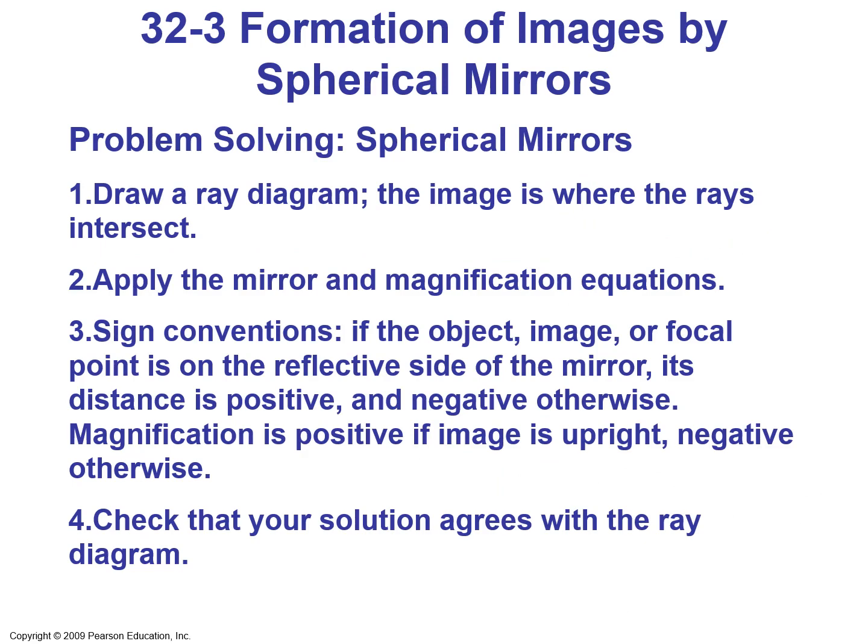For solving problems with spherical mirrors, we have to pay attention to these 4 points. 1. Draw a ray diagram. The image is where the rays intersect. 2. Apply the mirror and magnification equations. 3. Sign convention: if the object, image, or focal point is on the reflective side of the mirror, its distance is positive, and negative otherwise. Magnification is positive if the image is upright, and negative otherwise. 4. Check that your solution agrees with the ray diagram.